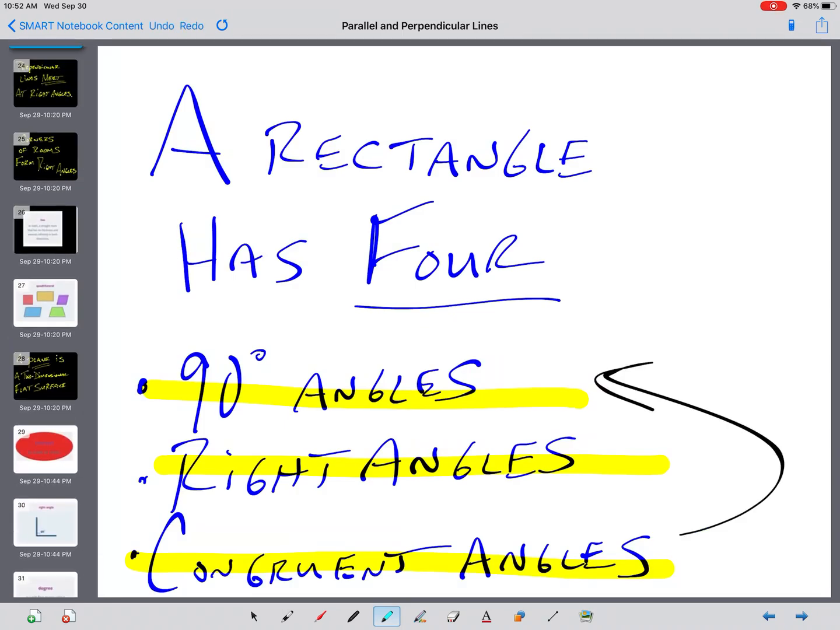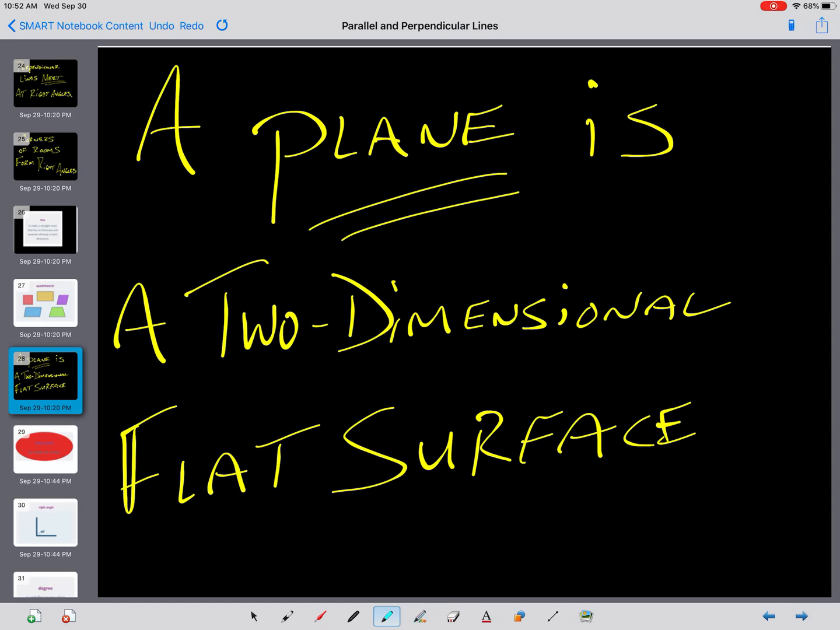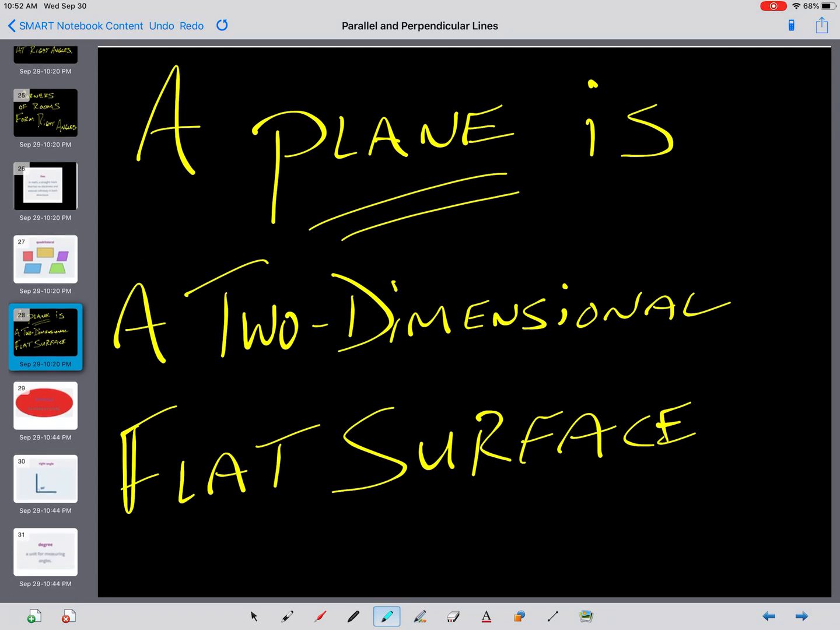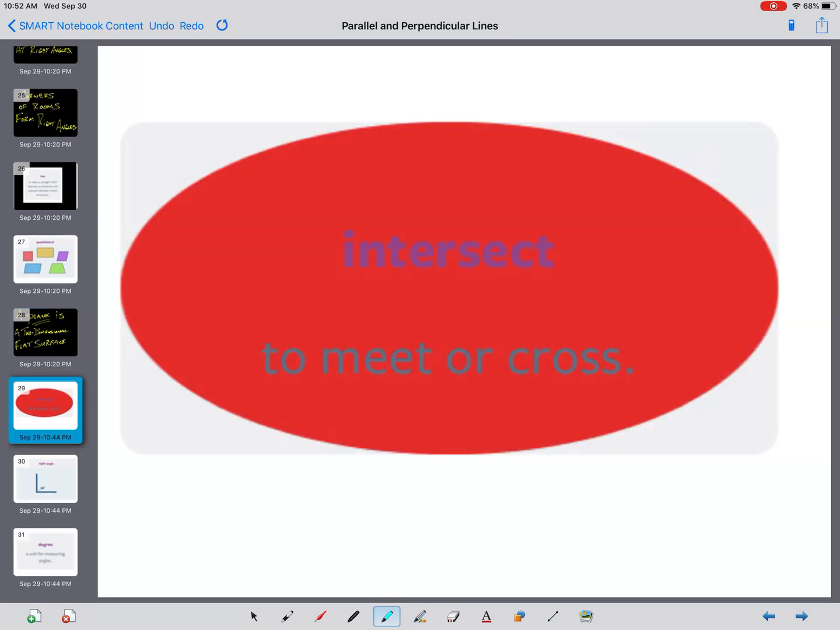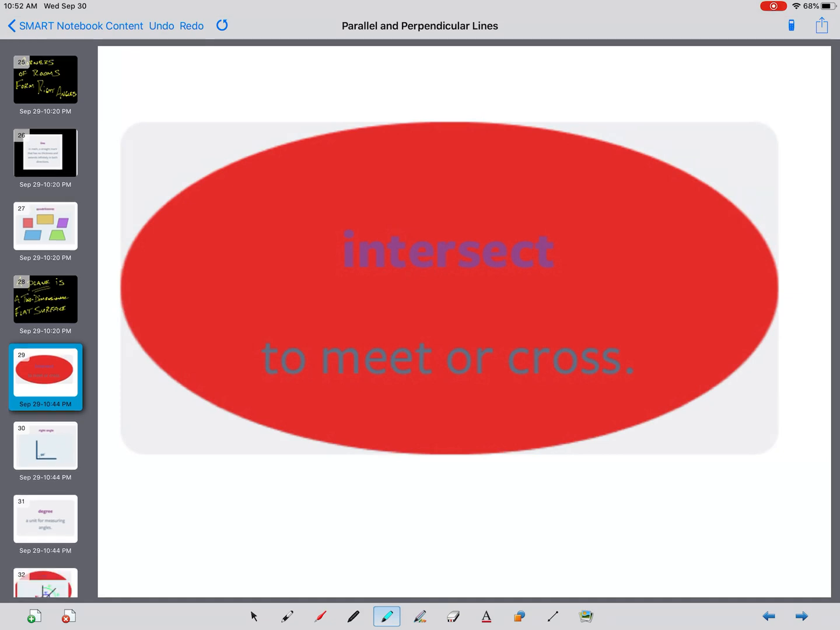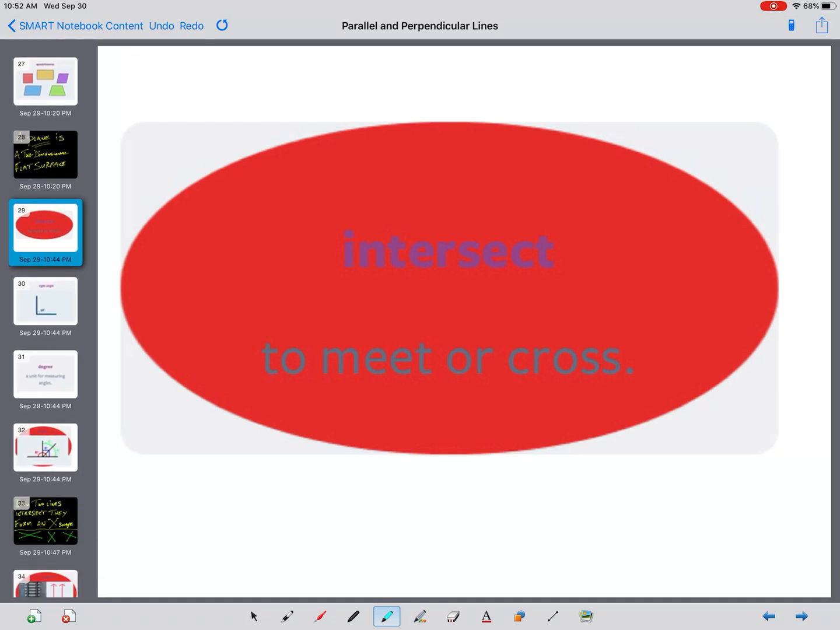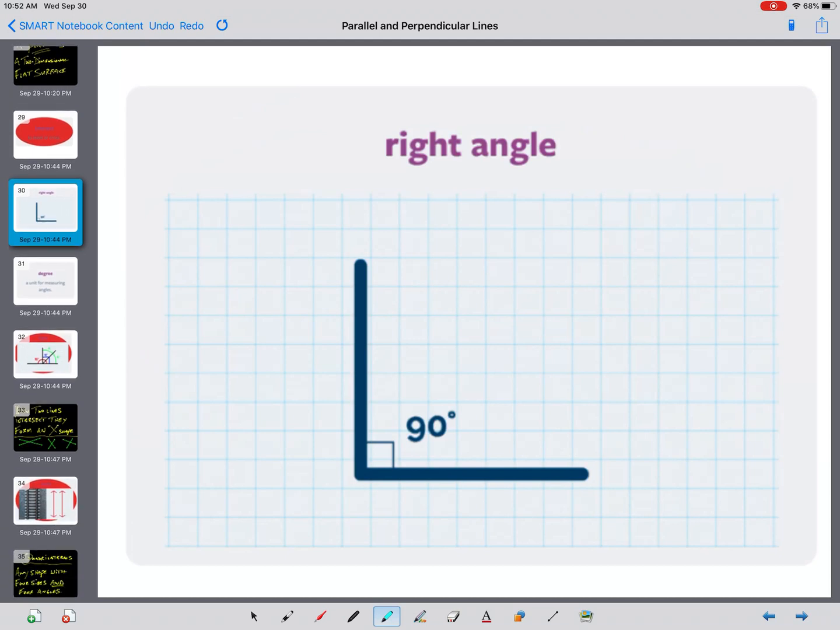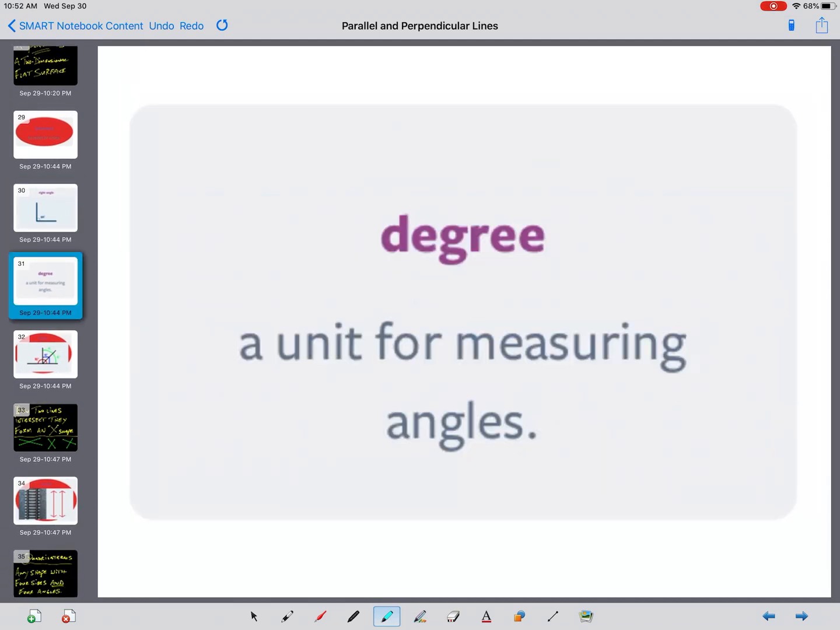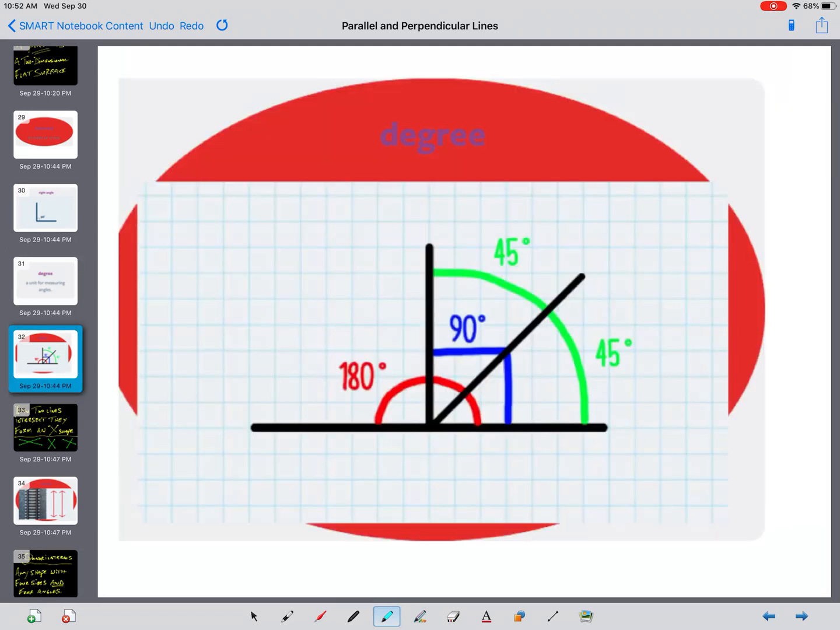Okay, moving forward. A plane. You need to know that a plane is a two-dimensional flat surface, just like the top of your desk. Intersect, that means to meet or cross. You have to understand that. You have to understand a right angle is 90 degrees. You need to know that a degree is a unit for measuring angles. Okay, and here's an example of degree. Okay, you can see all the different measures in this image.